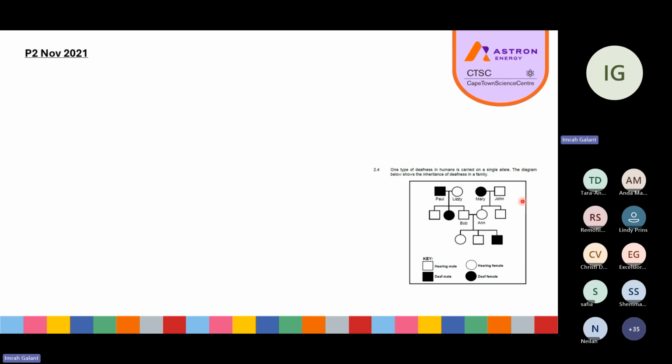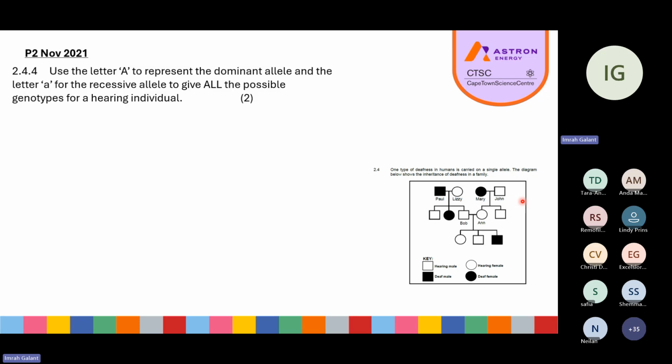So let's move on to the next part of that question. It says, use the letter A to represent the dominant allele and the letter small a for the recessive allele to give all the possible genotypes for a hearing individual. So if an individual was hearing, that would be the first possible genotype, and the second possible genotype would be 2 small a's.